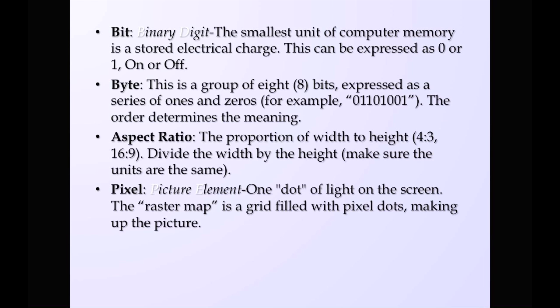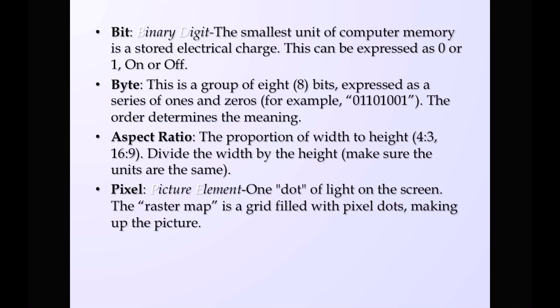A bit is a binary digit. This is the smallest unit of computer memory and is a stored electrical charge. It can be expressed as 0 or 1, on or off. This is just a state change. That is the only thing that it is, and therefore it has only two states. That's why it's binary. Binary means 2.